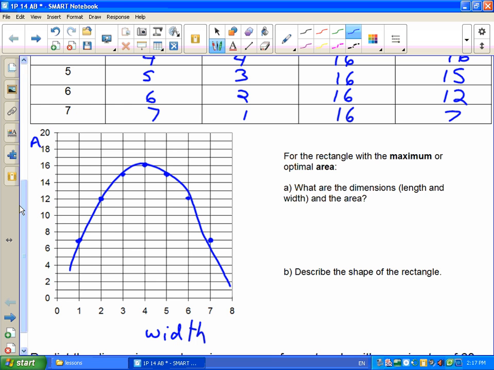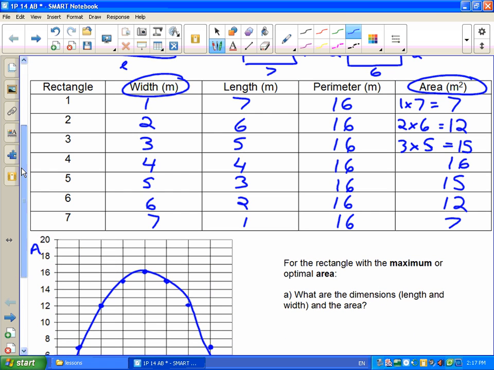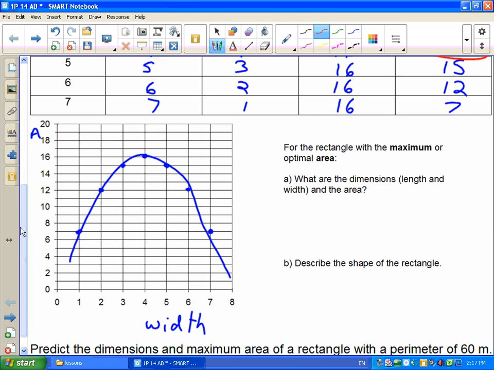Which one of these, if we look first at the table, what's the largest possible area we have in our table? The 16. So I'll just circle that in red. Okay? Where is that on our graph? Well, that's right here up at the peak. Okay? Area of 16. Area is on the vertical, so it's highest up at the top there.